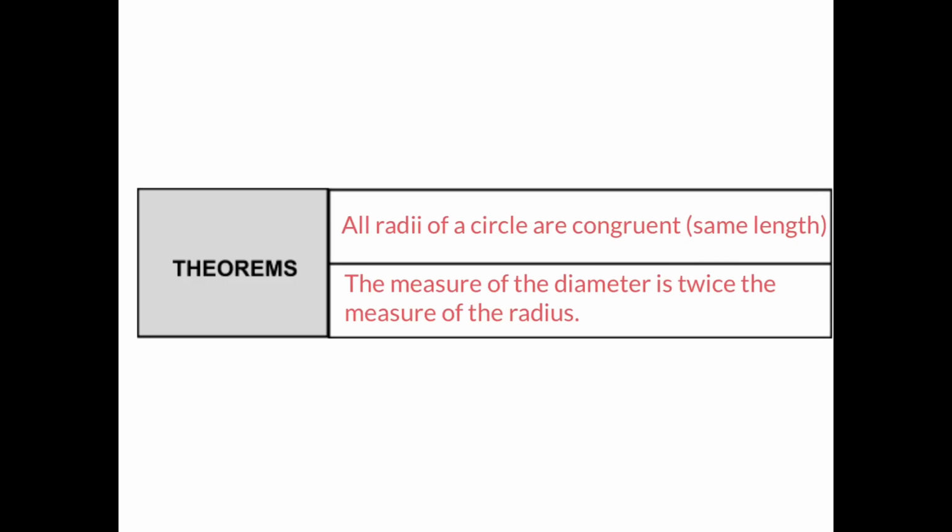Because of the way that the radii are created, all radii of a circle are congruent or the same length. Notice this is the plural form of the word radius. So all radii of a circle are congruent or the same length, and the measure of the diameter is twice the measure of the radius.